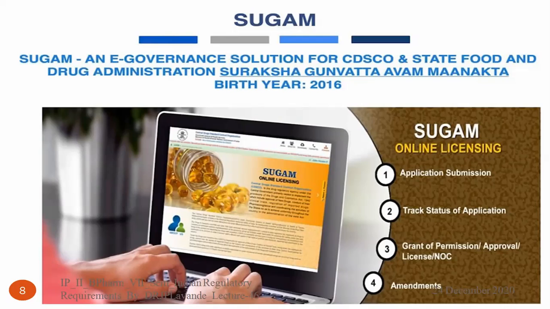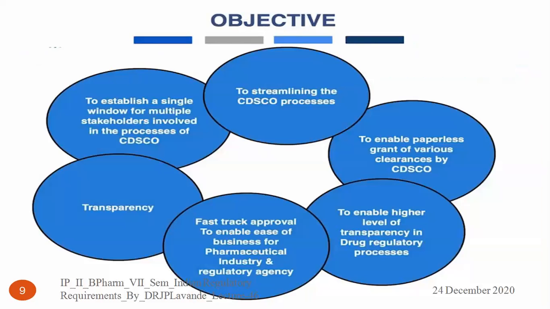So there is a Sugam online licensing. This is responsible for giving the licenses through the online mode. That involves the process of submission of the applications. We can go for tracking the status of the application, that is, when we applied and at what particular stage our application is. Then receiving the grants of the permissions, approvals, and licenses, and the no objection certificates, that is the NOCs. So that was the intention behind developing this Sugam portal.